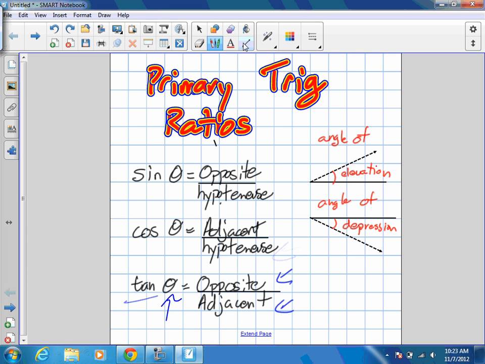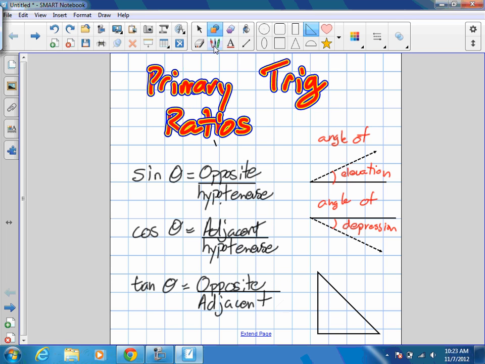These only work with what type of triangle? Right angle triangle. We can only use these with a right angle triangle. Okay? Just to recap, in case you do not know, the hypotenuse is always opposite of the right angle. Now, these other two parts, we'll move on down the page.